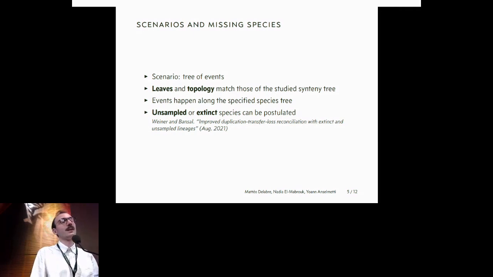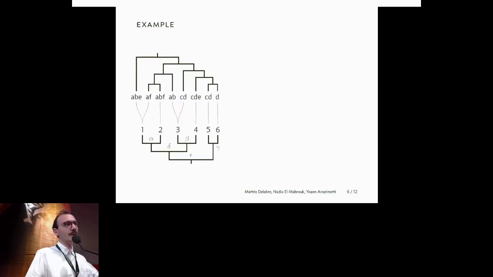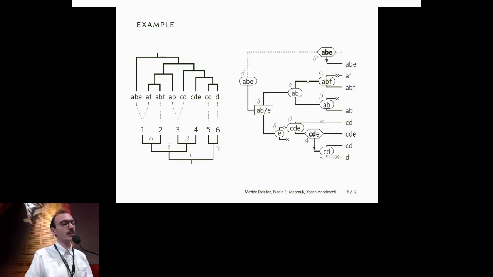But those species can still take part in the evolution through transfers. So we also allow for that. So let's get back for a moment to the example I mentioned at the start. And here's a possible scenario to explain the phylogenies.